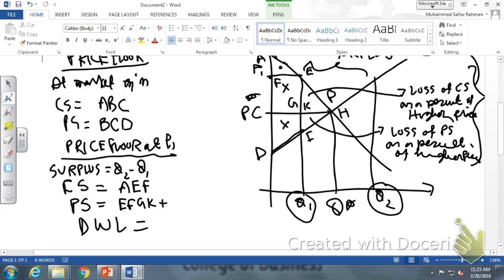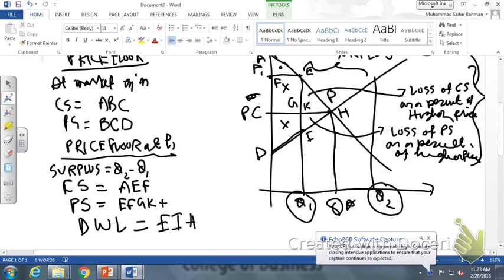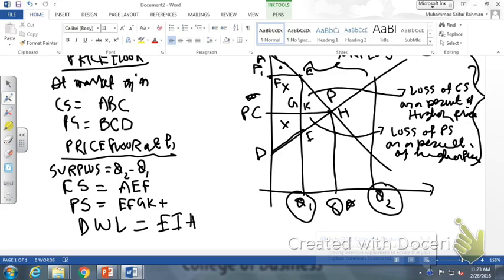is the area EIH. I have labeled it too much. I apologize. It is to be B or whatever. I think it was B. Okay.